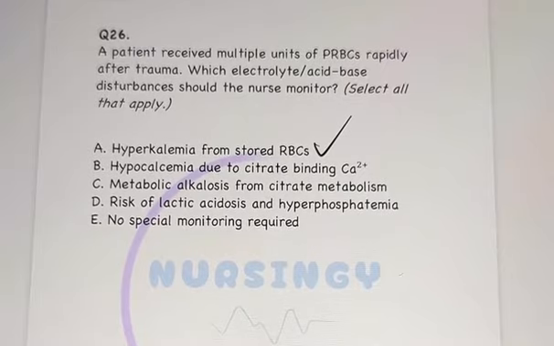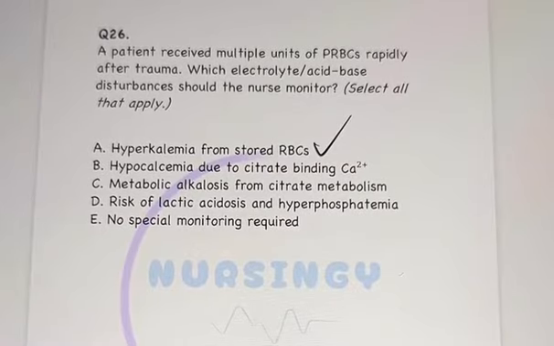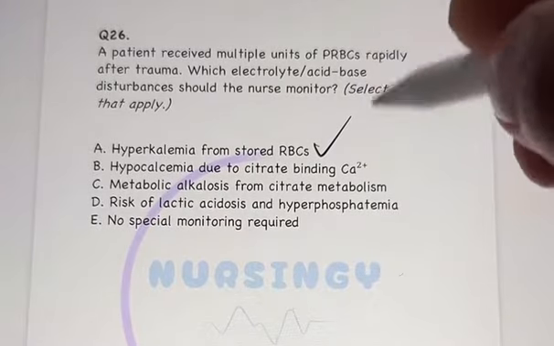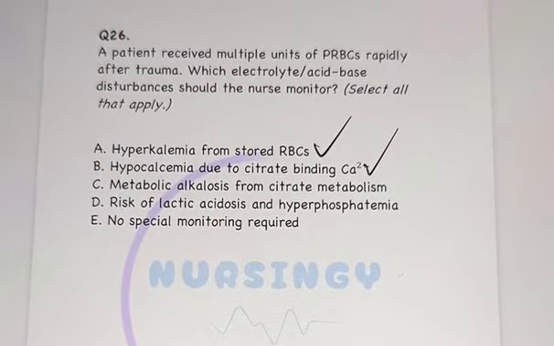What about B? Hypocalcemia due to citrate binding calcium. Yes, B is definitely correct. What happens there? There is citrate in the blood product that can bind to the ionized calcium in the person's blood. So calcium is there, but now it's not available. That can cause hypocalcemia.